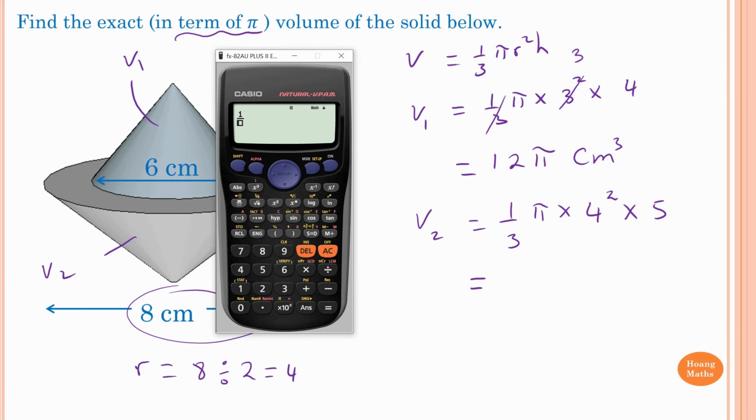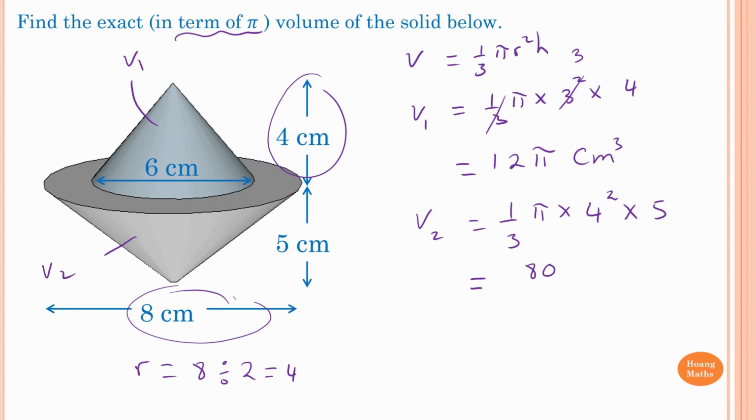Now you just use a calculator. Just go 1 over 3 times pi times 4 squared times 5. There you go. So 80 over 3, that means 80 pi over 3. So now therefore the volume is equal to 12 pi plus 80 pi over 3. To add this, I just go 12 times 3 is 36. So 36 plus 80.